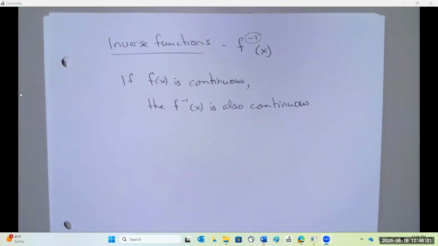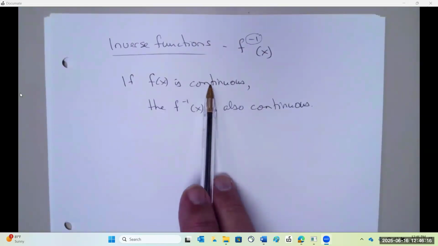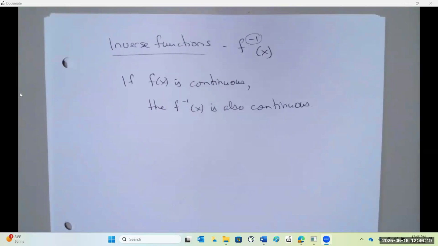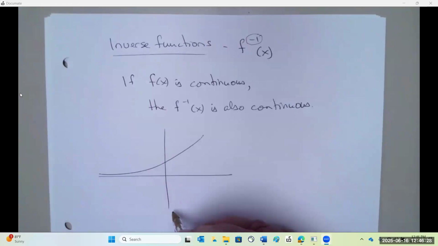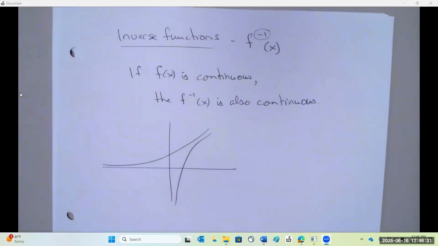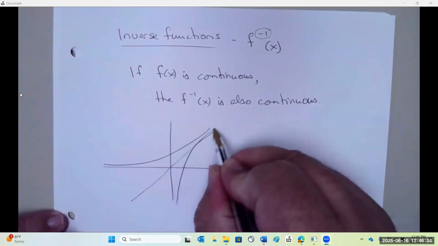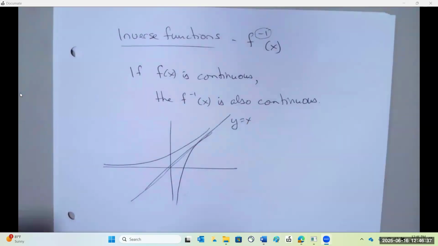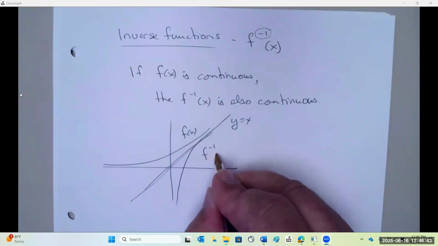Because it goes with the algebraic definition. If a function exists, then its inverse is also a function. So this takes it one step further. If a function is continuous, then its inverse is also continuous. Case in point. Remember, if you graph inverse functions, they're simply symmetric about the line y equals x. This is f of x, then this is the inverse of f of x.